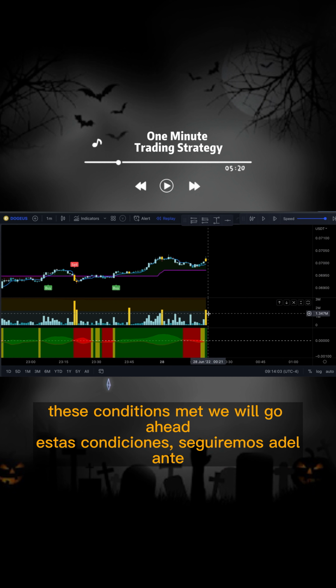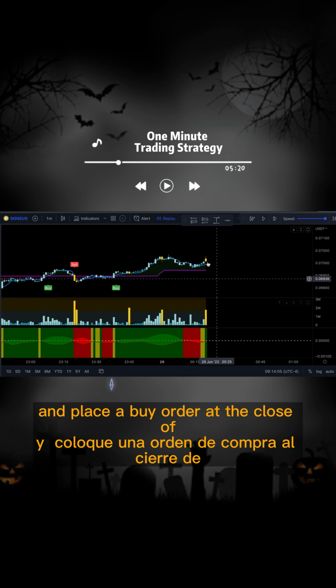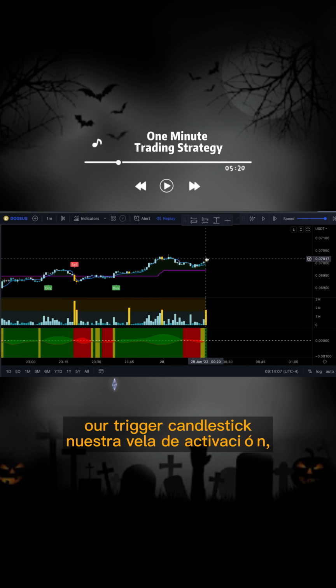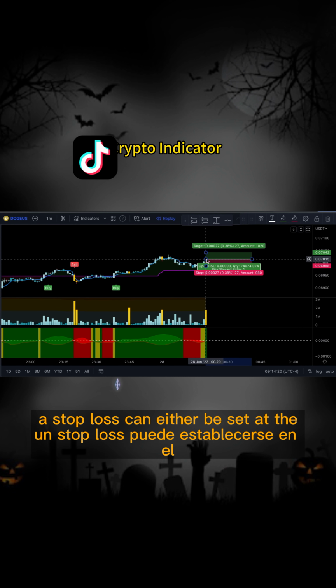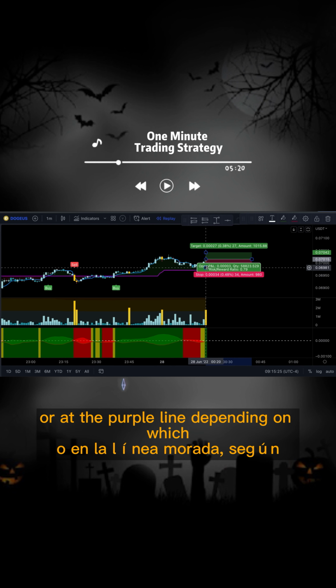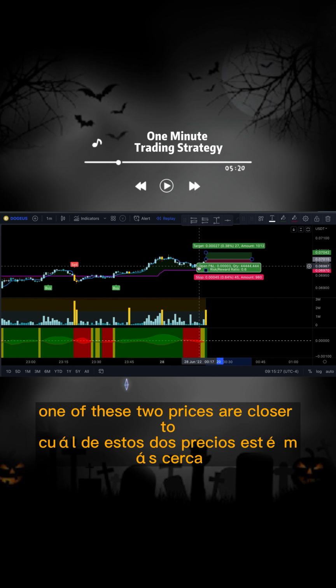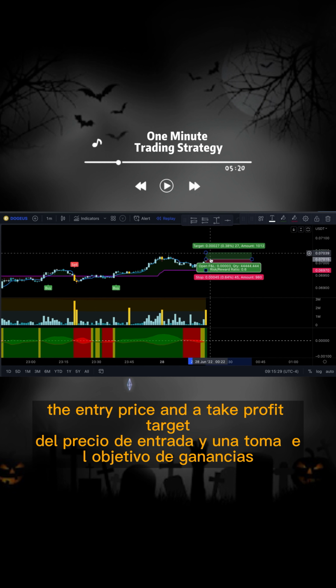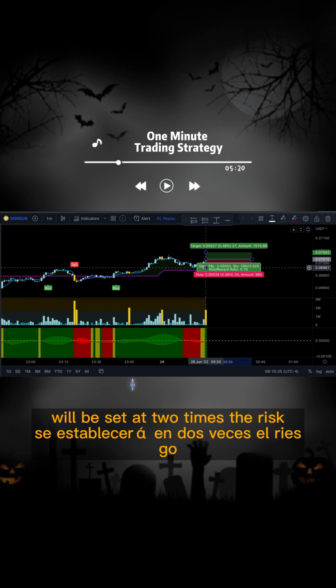And once we have these conditions met, we will go ahead and place a buy order at the close of our trigger candlestick. Our stop loss can either be set at the recent swing low or at the purple line, depending on which one of these two prices are closer to the entry price. And our take profit target will be set at 2 times the risk.